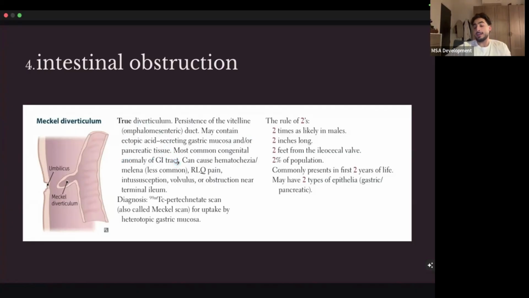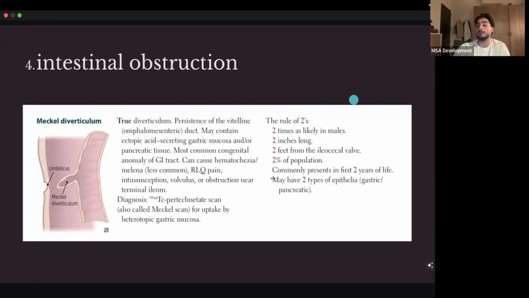Right lower quadrant pain. Again, that's because we said it's connecting the umbilicus to the midgut, which is going to form eventually parts of the ileum. Intussusception, volvulus, or obstruction near the terminal ileum. The diagnosis is made with the technetium-99m pertechnetate scan, which is going to detect the ectopic gastric mucosa.